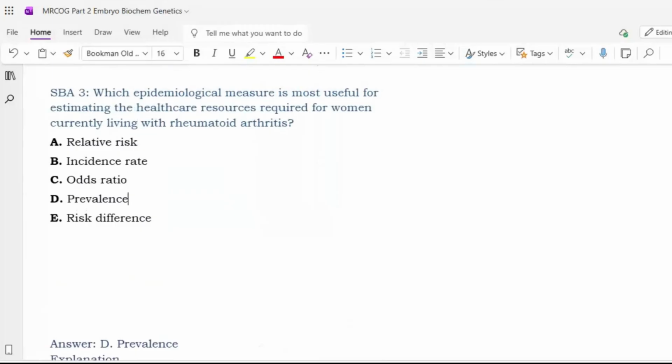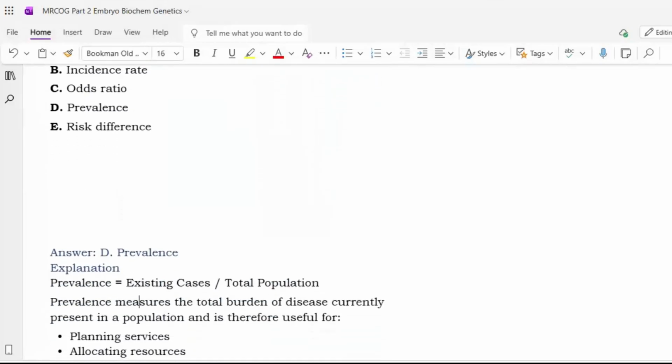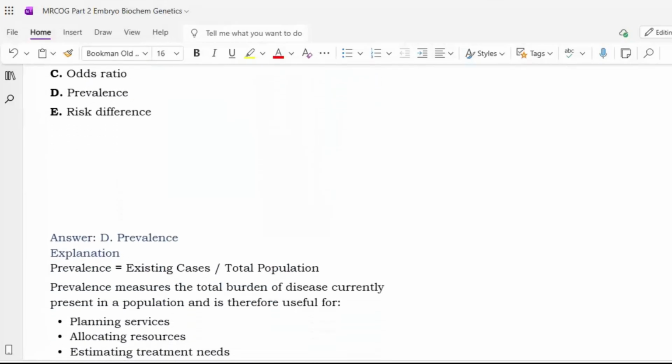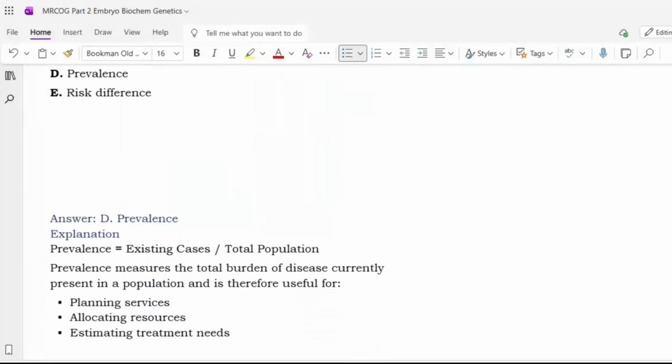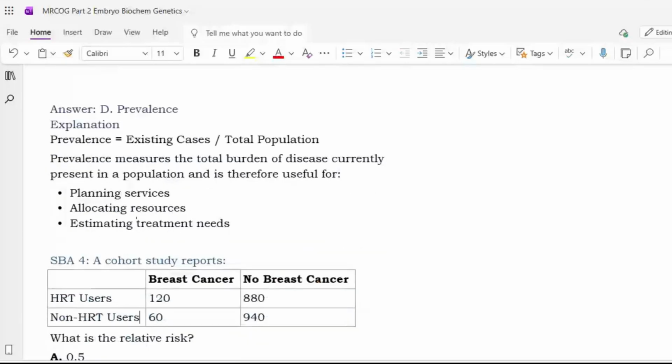That means we are talking about the disease burden. So prevalence is the existing cases divided by total population. Prevalence measures the total burden of the disease currently present in the population and is therefore useful for planning services, allocating resources, estimating treatment needs. See, this is how the question is twisted. We understand the concept, but we should be able to apply this concept in the scenario. Next.